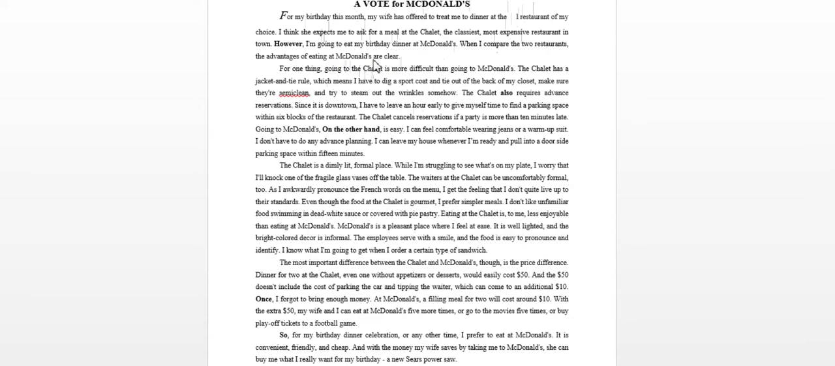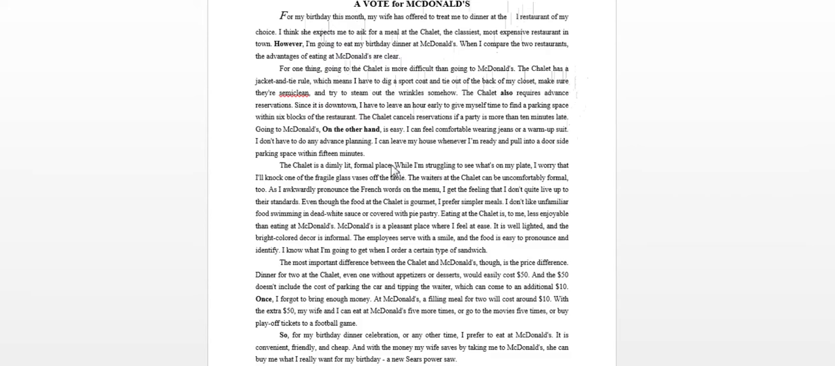It's not just saying that they're different. We know restaurants are different. It's making a point about the differences: that McDonald's, to this writer, is better. It has more advantages. The first body paragraph's topic sentence gives one of those advantages. "For one thing, going to the Chalet is more difficult than going to McDonald's." And then it explains why. The first half of the paragraph talks about the Chalet, and then the second part, using the exact same criteria and the same items of comparison, talks about McDonald's and why the writer thinks that it's better.